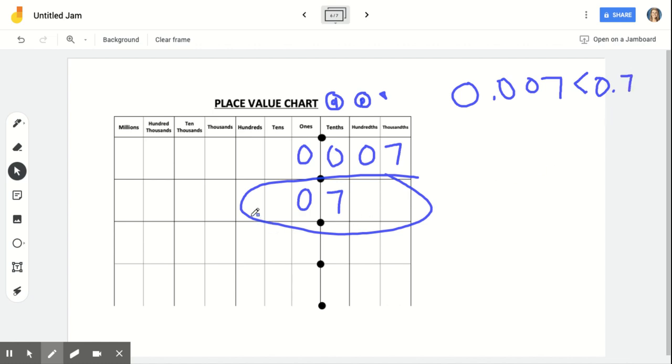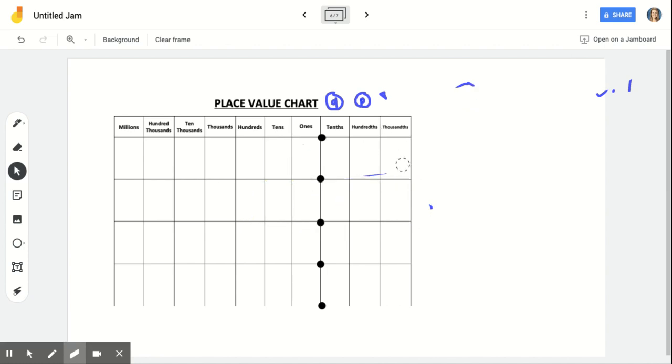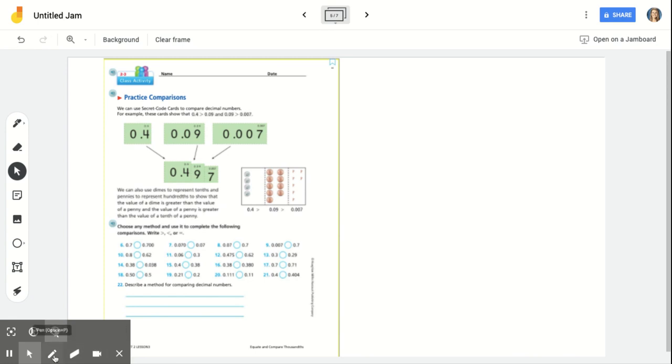What I'd like you to do for each of these problems is go place value by place value and relate these digits and these place values back to money. So let's add in that answer. That was number 9. 7 tenths is greater than 7 thousandths. And then let's go back to number 6.